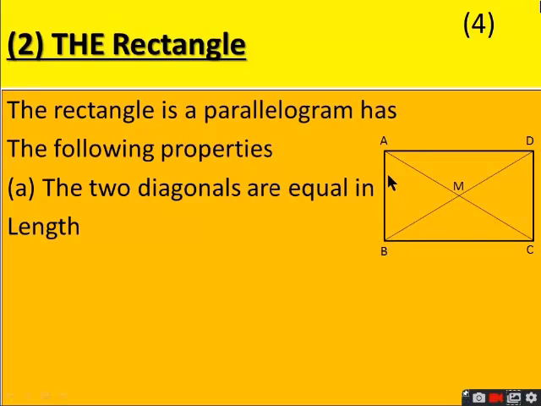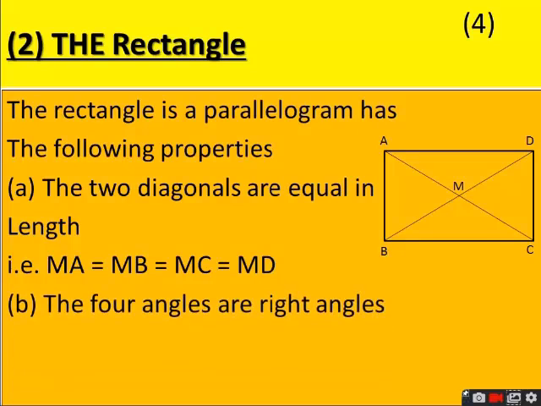Now I want to tell you a very important property. Length of AC equals length of BD. Also you can say that length of MA equals length of MB equals length of MC equals length of MD. That means the two diagonals are equal in length. Then we can say that a rectangle is a parallelogram with two diagonals equal in length.